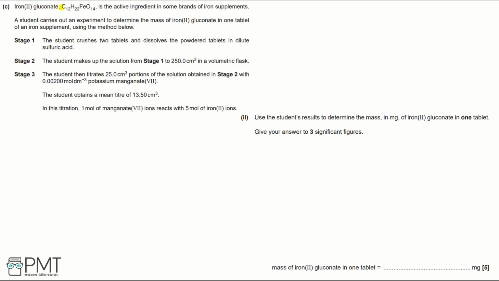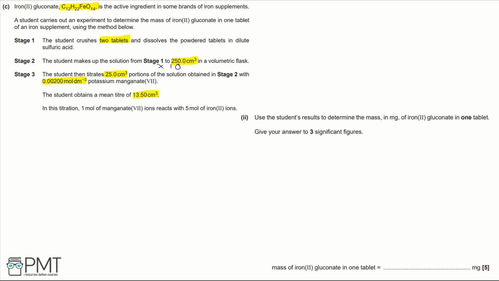So that would be the formula of our iron 2 gluconate, the fact that the student is crushing 2 tablets, the fact that we're making the solution up to 250 centimetres cubed, but using 25 centimetre cubed portions, so that's a times 10 we need to factor in, and the concentration of our potassium manganate 7 solution and the titre that is obtained.